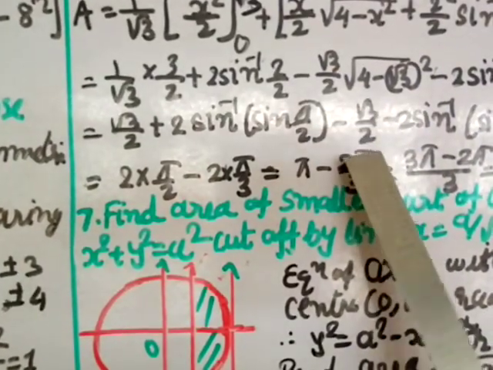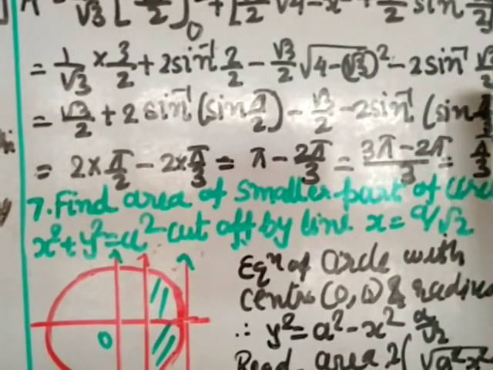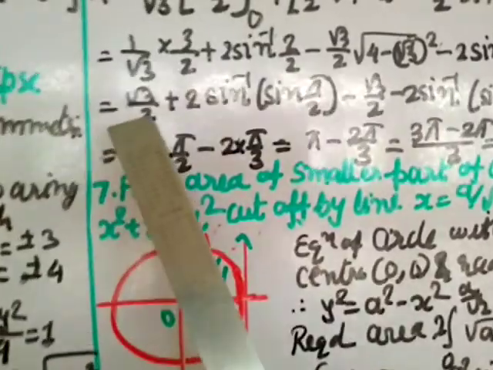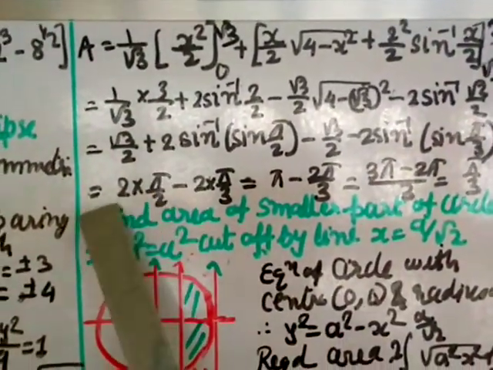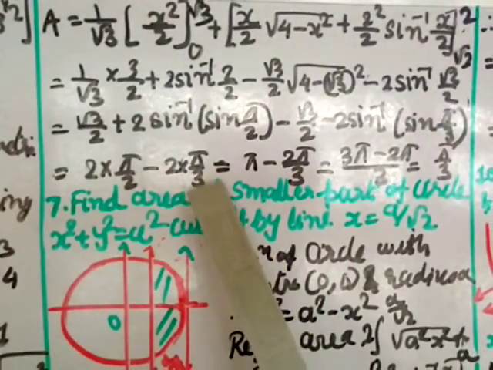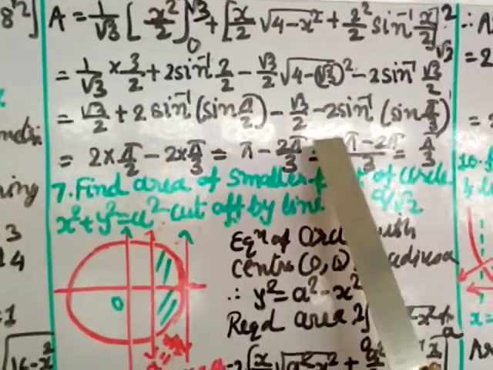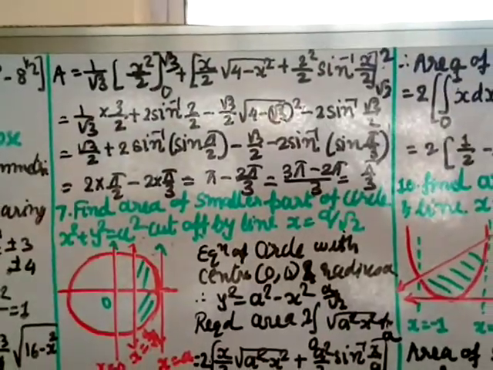minus sine inverse of root 3 by 2. Sine pi by 3 value is root 3 by 2, sine inverse sine cancels. Here root 3 by 2 plus, here minus root 3 by 2, so I have cancelled already. So here remains 2, here remains pi by 2, minus, the 2 cancels, here remains pi by 3, so pi minus 2 pi by 3, take LCM, so 3 pi minus 2 pi by 3 equal to pi by 3, so that is the answer for question number 6.